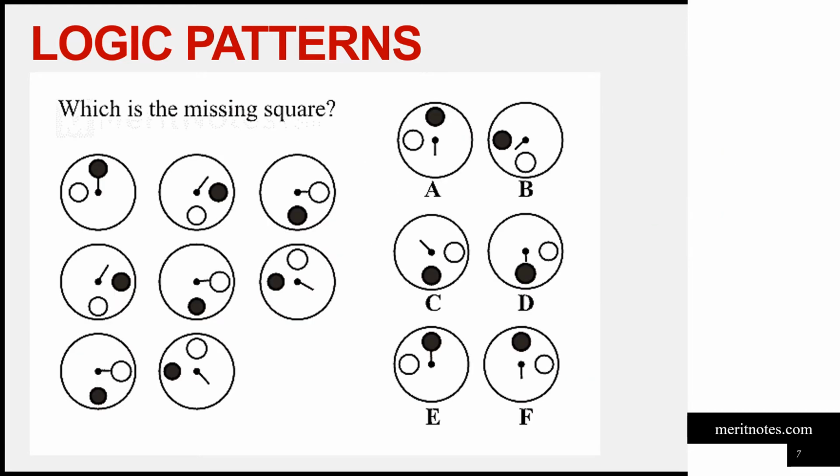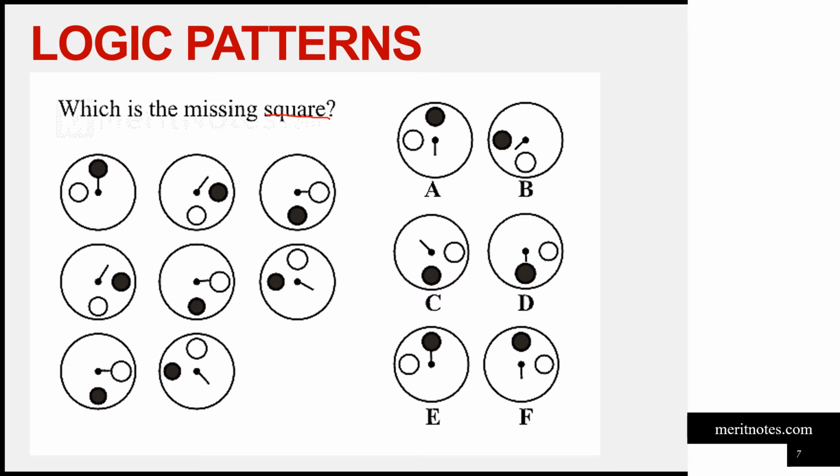And now we have a second logic pattern test example coming from meritnotes.com. For this one, we will try to check which is the missing circle. As you can see, there is an erratum. This should be circle. Okay. Now, you have here your given sets, and then we are looking for the ninth circle which will satisfy the given conditions on the given eight. Now, let us try to check.